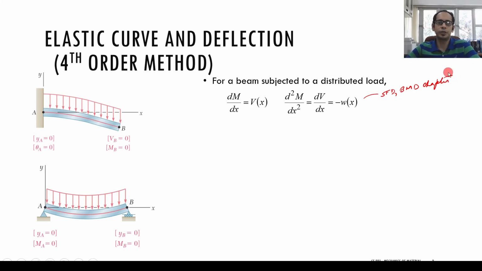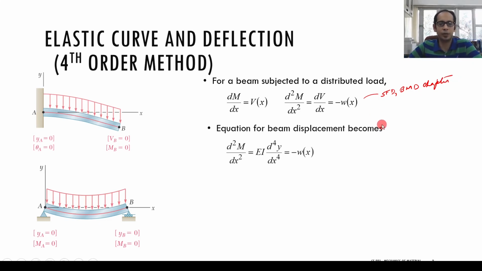So if you go from this one over here, now you know that one relationship that we have, that EI d square y by dx square equals M, which we have seen already in the second order method. So what did we see in the second order method? That, if you recall, EI d square y by dx square equals M.